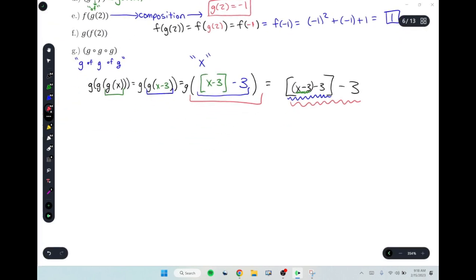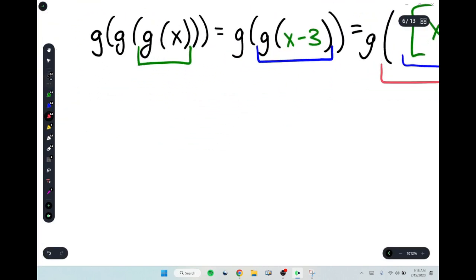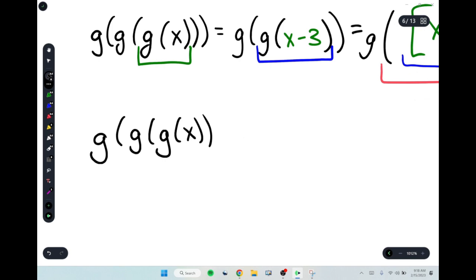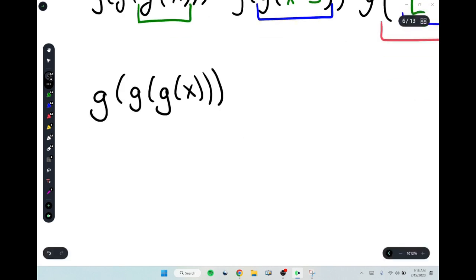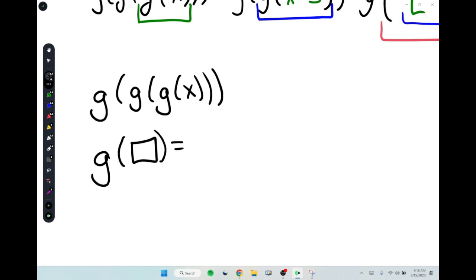As mean as that is of them to do, here's a different way you can look at it, which maybe is a little better. G of G of G, and we're going to write the x. But now don't ever think of G as G of x anymore in your brain. Think of G as like G of square. Now this is going to help a little bit, because what is G of square then? I don't remember the function. X minus 3. Don't know. What's G of square?